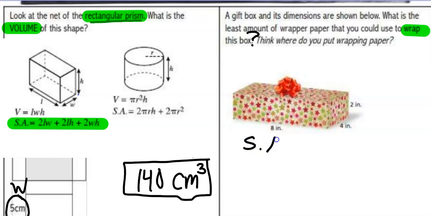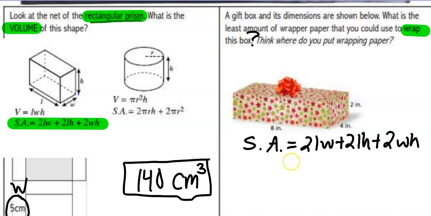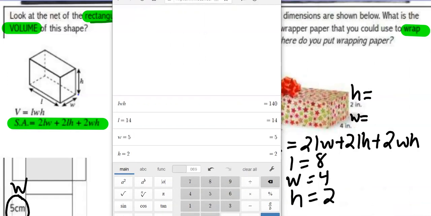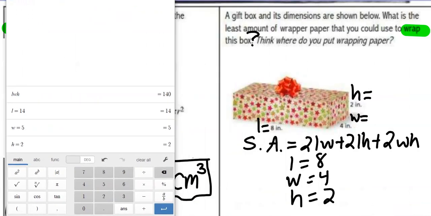For surface area, it's going to be 2 length times width, plus 2 length times height, plus 2 width times height. And then we're going to tell Desmos that L is equal to 8, W is equal to 4, and H, the height, is equal to 2. So now we've set ourselves up, and now we can just put that into our calculator.